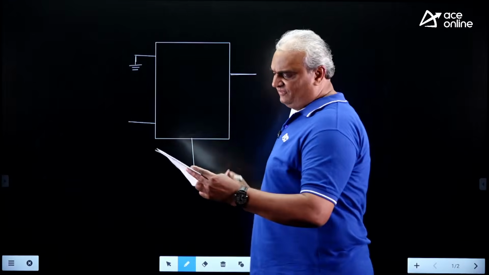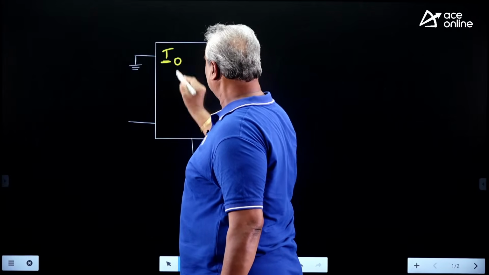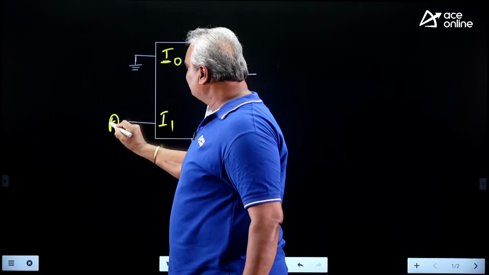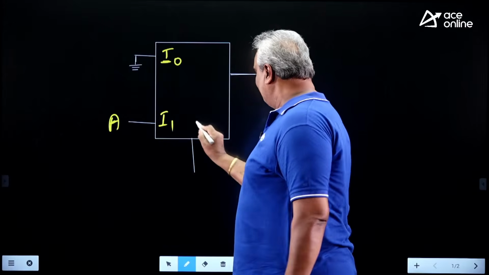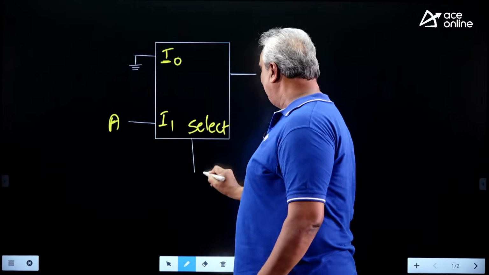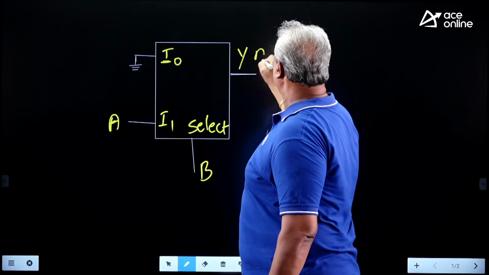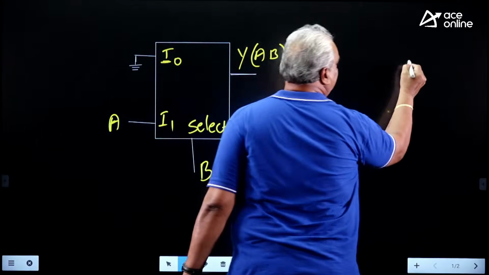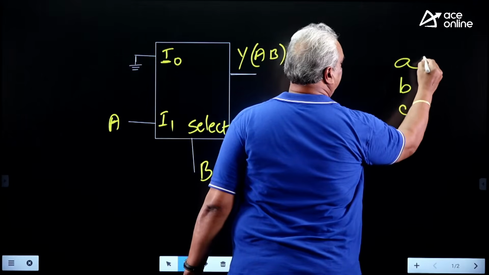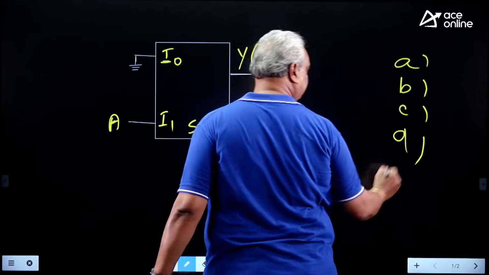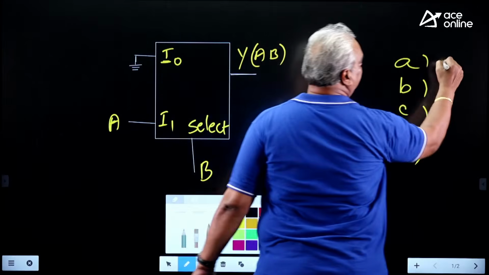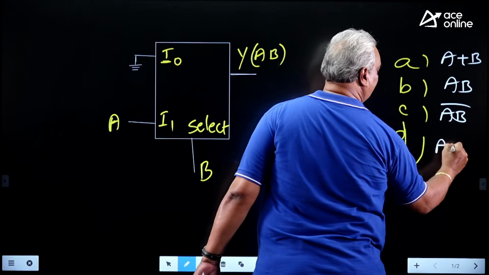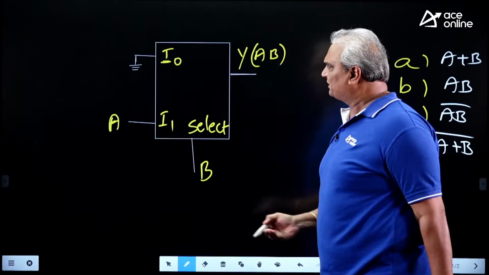It is a multiplexer. First of all, it has I0 input and I1 input. I1 input is connected to variable A. I0 is connected directly to ground. The select line is connected to B. The output is Y. He asked for the functional expression at Y. Options are like this: A plus B, AB, AB whole bar, A plus B whole bar. He asked for the output expression at Y.